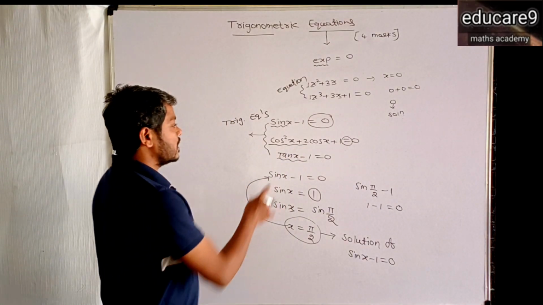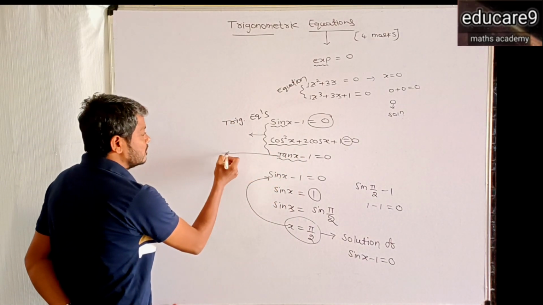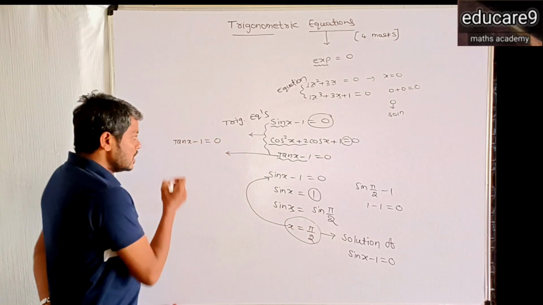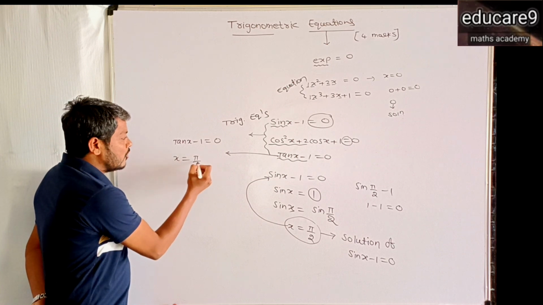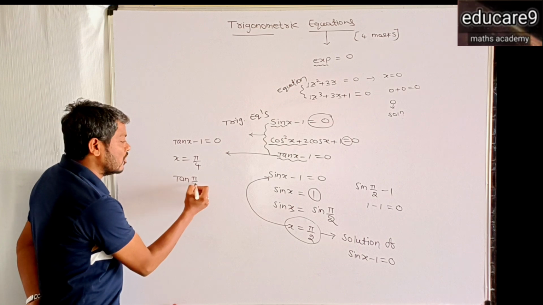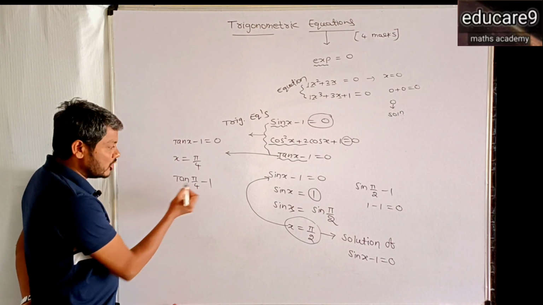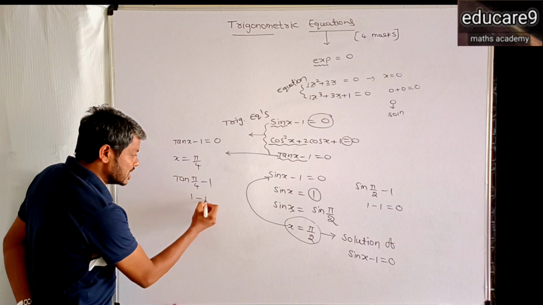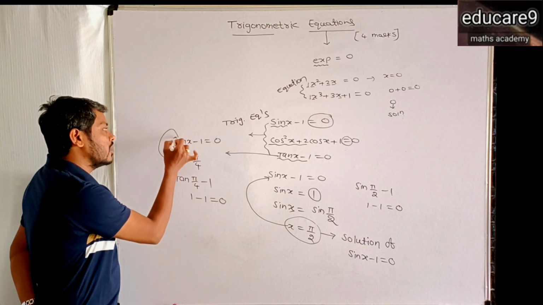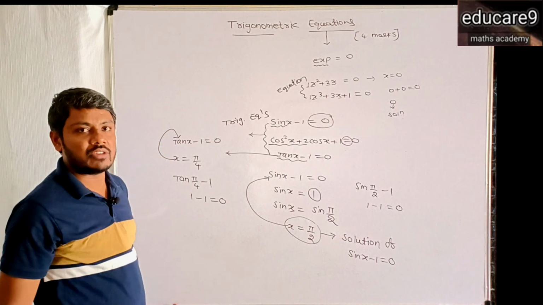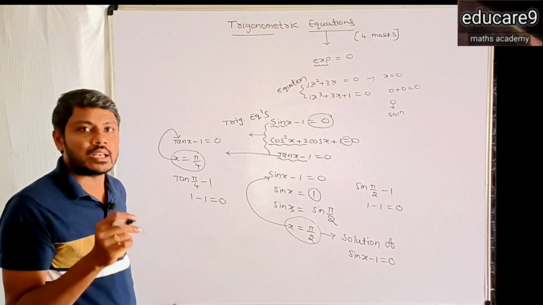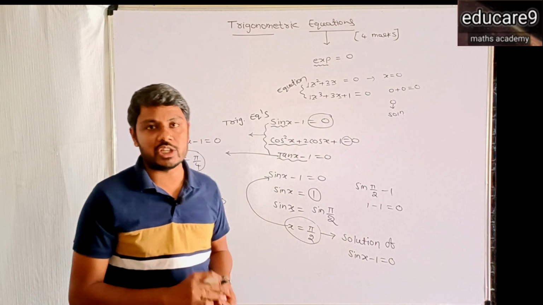Now similarly we can see the third example: tan x minus 1 equals 0. Here if you substitute x equal to pi by 4 in the given equation, then what will you get? Tan pi by 4 minus 1. We know that tan 45 has value 1, so 1 minus 1 becomes 0. Here also the number x equal to pi by 4 satisfies the given trigonometric equation. Therefore x equal to pi by 4 is called a solution of a trigonometric equation.